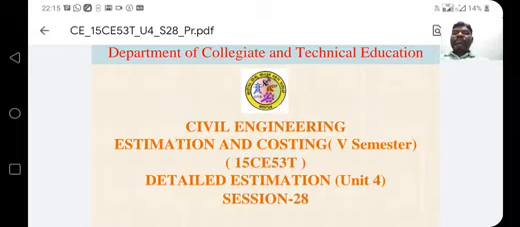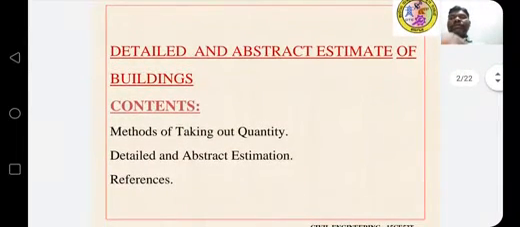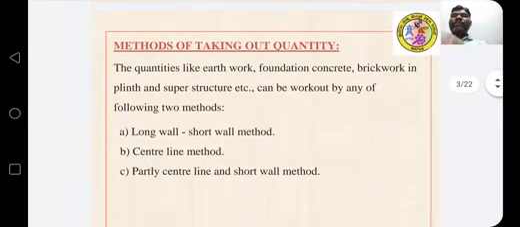Today we are discussing detailed and abstract estimation of a hexagonal building. Contents are methods of taking out quantity, detailed and abstract estimation, and references. Method of taking out quantity: the quantities like earthwork, foundation, concrete, brickwork in plinth and superstructure, etc.